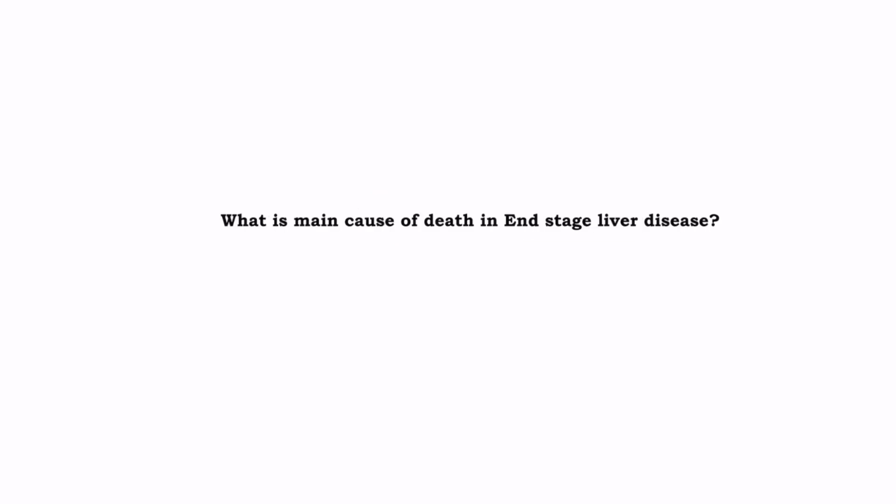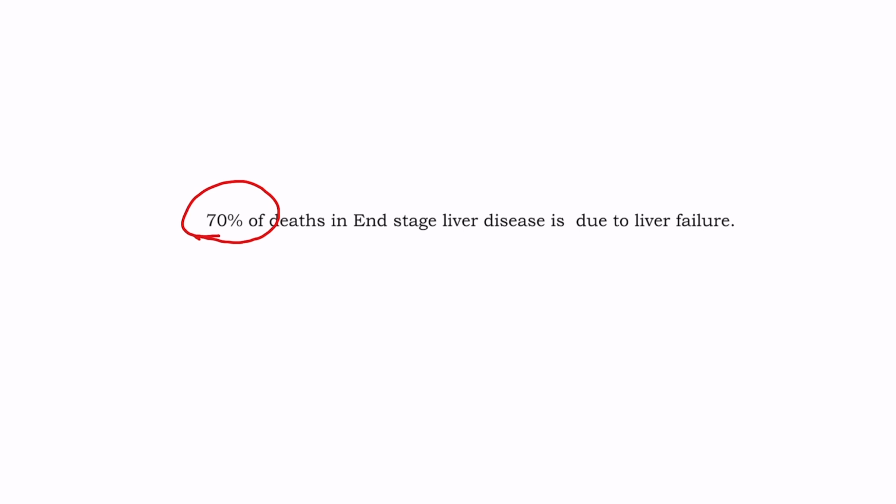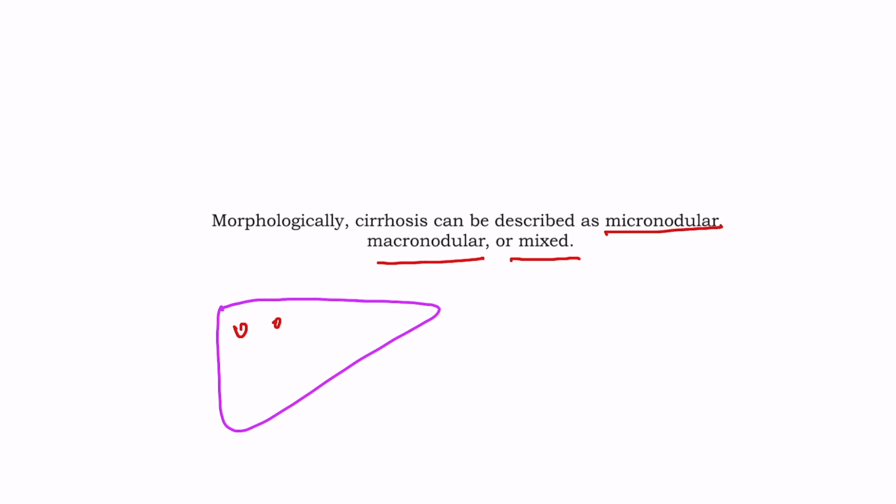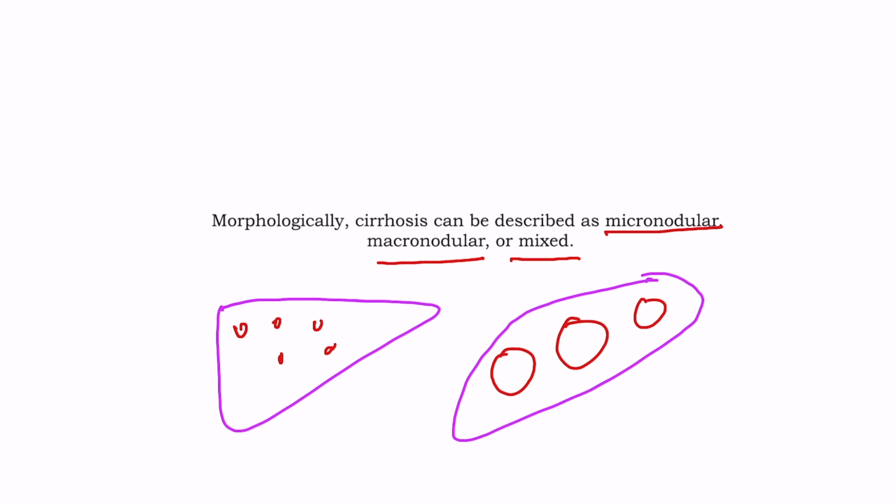What is the main cause of death in end-stage liver disease? 70% of deaths in end-stage liver disease are due to liver failure. What is the morphologic classification of cirrhosis? Morphologically, cirrhosis can be described as micronodular, macronodular, or mixed. Micronodular means the liver is filled with multiple small nodules, while macronodular has larger sized nodules. Mixed have varying size of nodules.